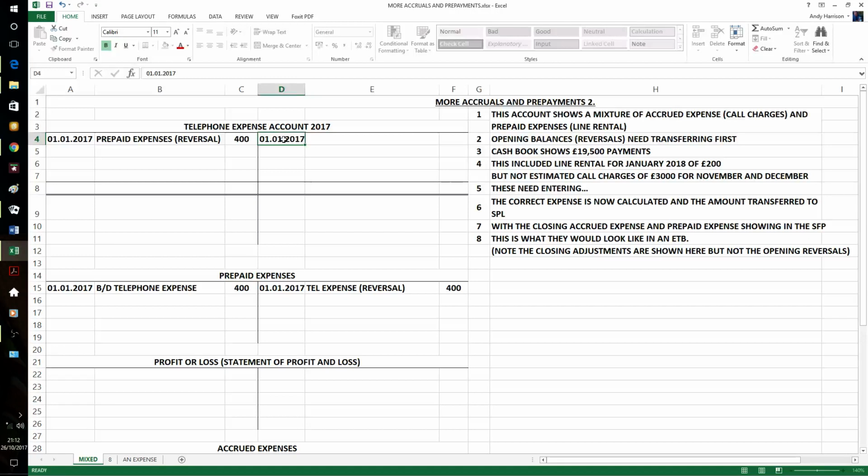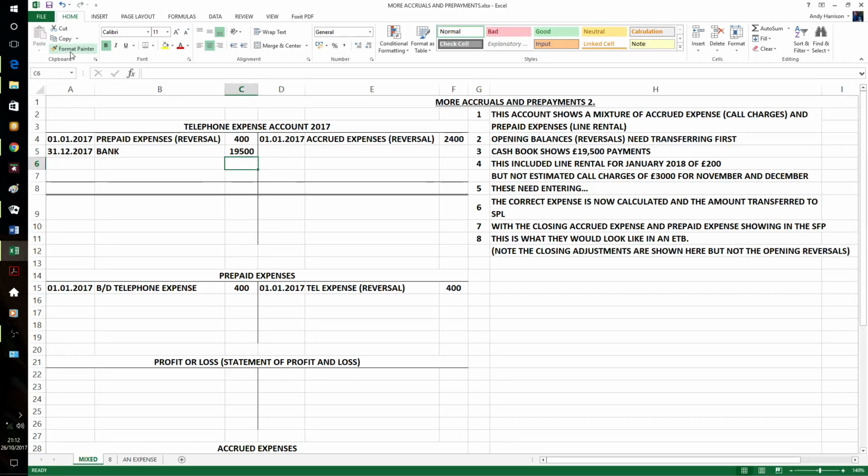This one's a natural one. Admin is the other natural one, where you've got so many different things in admin. You'll have a mixture of accruals and prepayments. That's showing both. Then we've got a cash book. Again, a summary account, 19,500, a nice big bill.